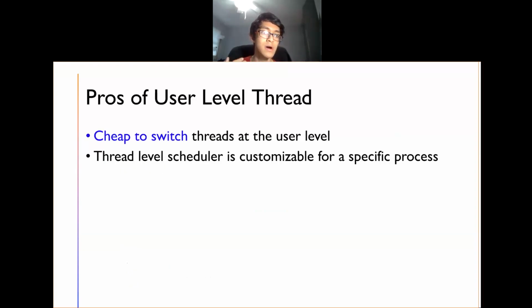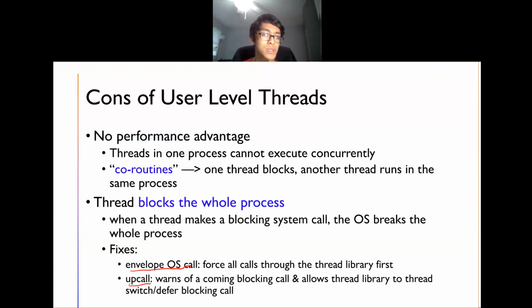So going to the pros, because all of the threads only run within the same process, all of those threads share the same memory space. So whenever you want to switch, it is very easy and cheap to do because all of the threads share the same memory space. And in addition, the thread level scheduler is customizable for any specific process. So because all of the threads lie within one single process, all of those processes can have different ways of implementing the thread organization. So yes, that is the user level thread.